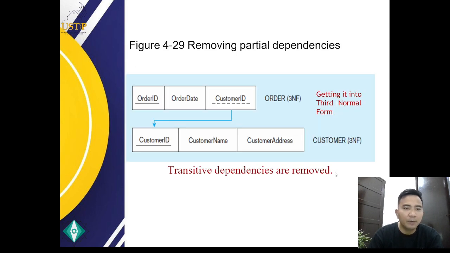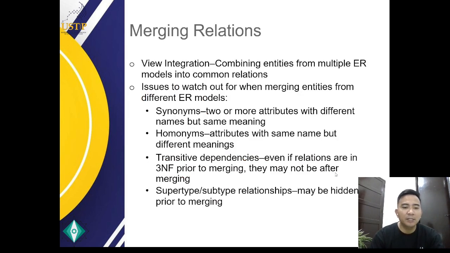We have here an example of removing partial dependency in the third normal form. You can also pause. So, merging relations. View integration: combining entities from multiple entity relation models into common relations.